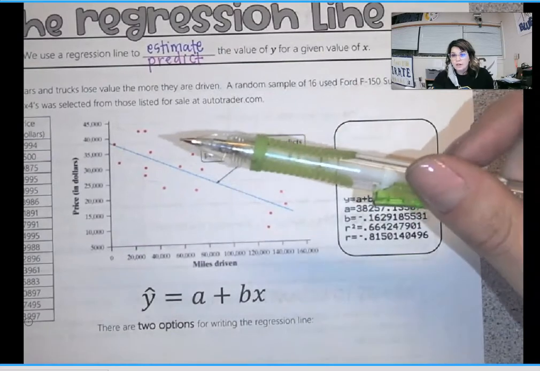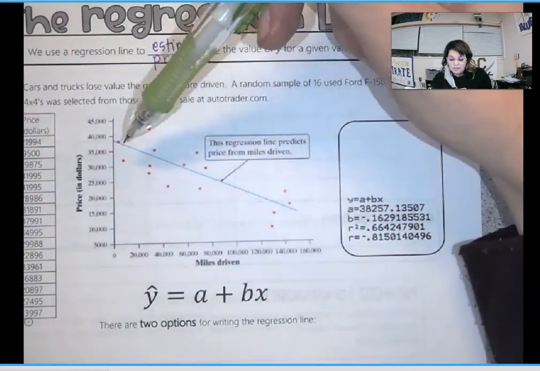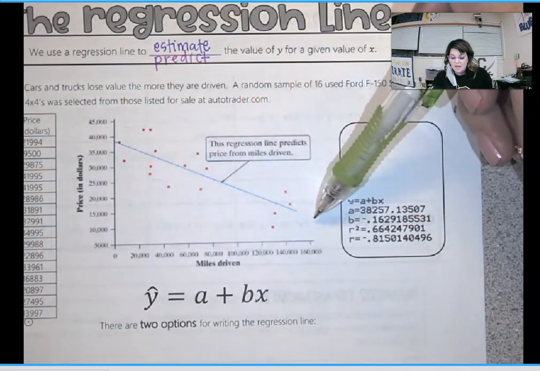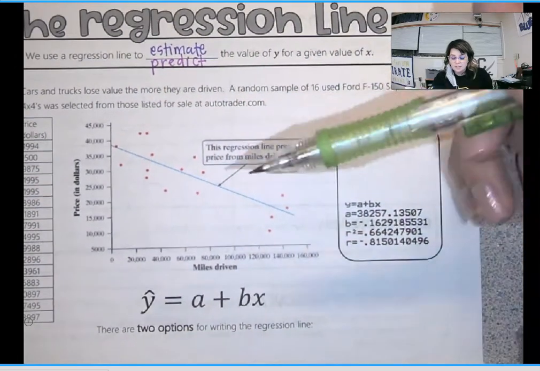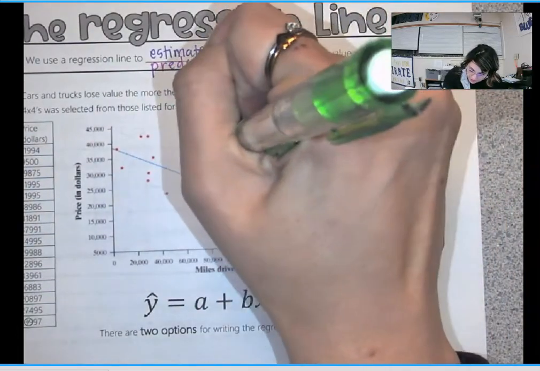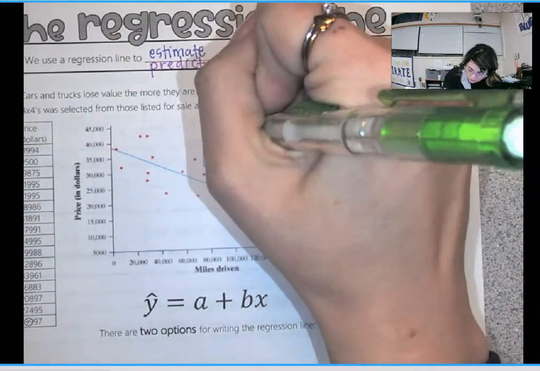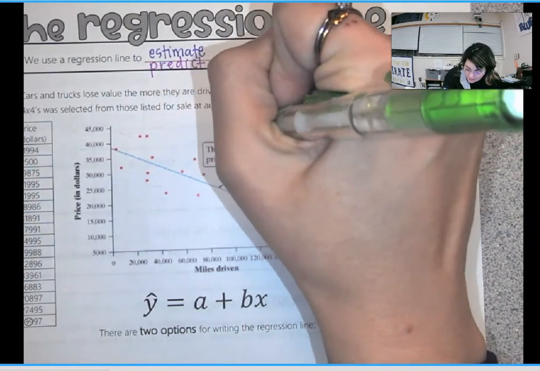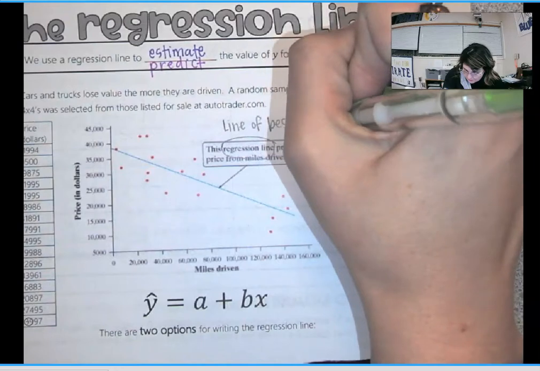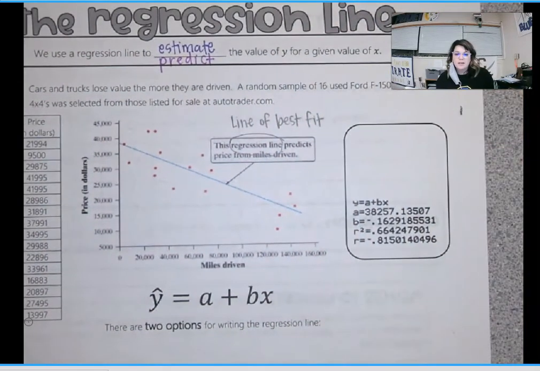So we can use your calculator to figure out what the equation of this line that best fits is. I guess we should add in as well that the regression line is also referred to as the line of best fit. The line of best fit.